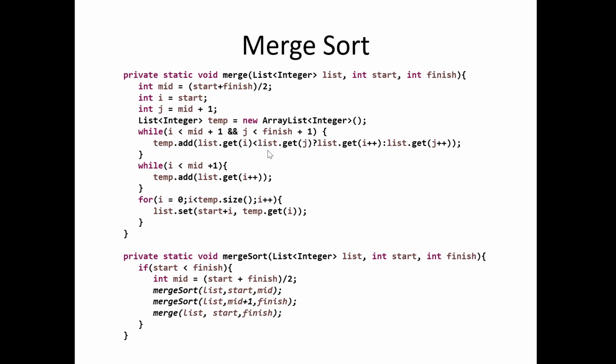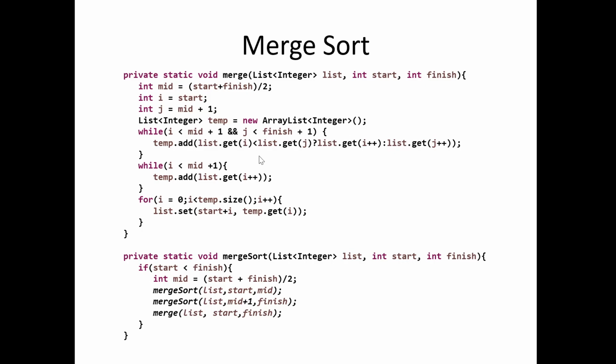If it is true, then the question mark operator will evaluate to whatever comes after it. So if element i is less than element j, then the question mark operator returns this, the element from position i. And then we plus plus it. Remember, that's going to increment our i and move it to the next element. Otherwise, if this expression is false, then whatever comes after the colon is what's returned by this ternary operator.